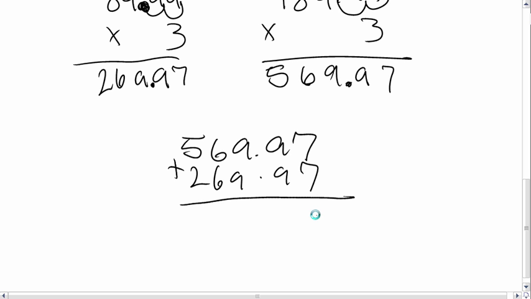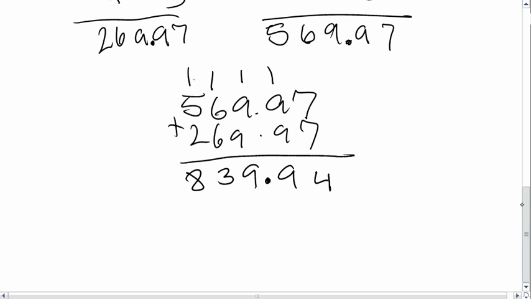7 plus 7 is 14. And then 9 plus 9 is 18 plus 1, which is 19. Carry the 1. 9 plus 9 is 18 plus 1 is 19. Carry the 1. And 6 plus 6 plus 1 is 13. Carry the 1. 1 plus 5 is 6. And then you're going to do 6 plus 2, which is 8. So that's what you get right there.